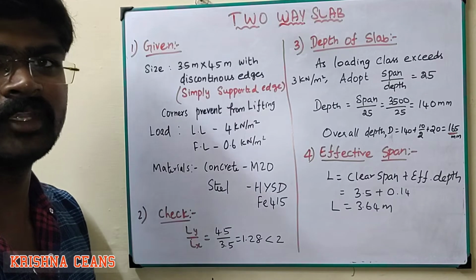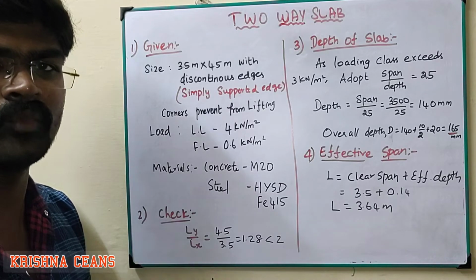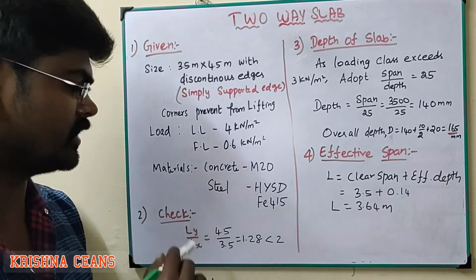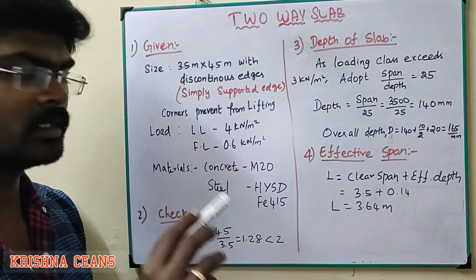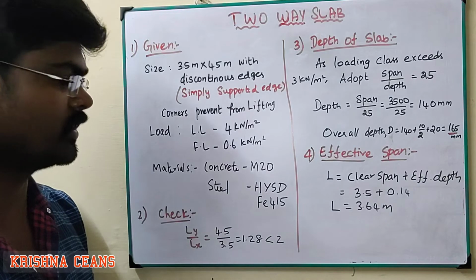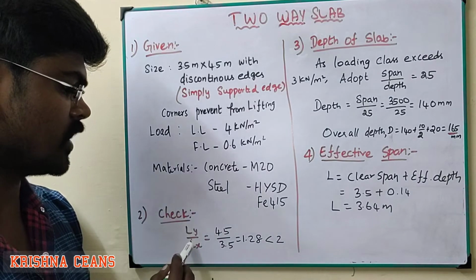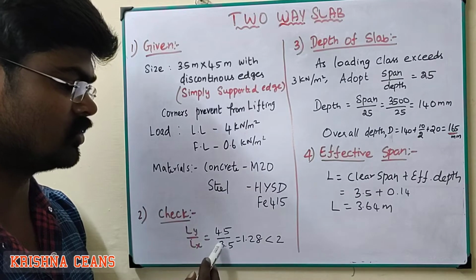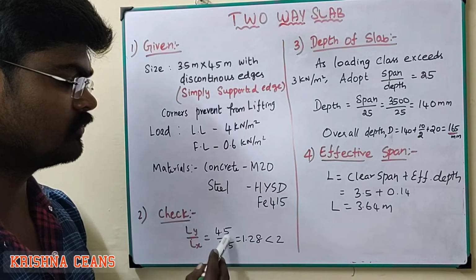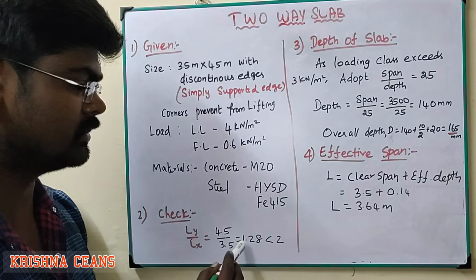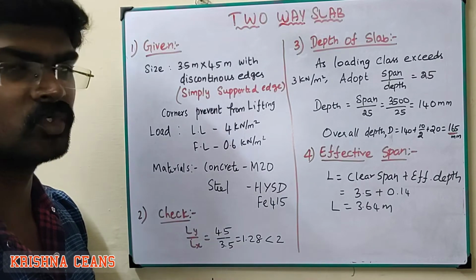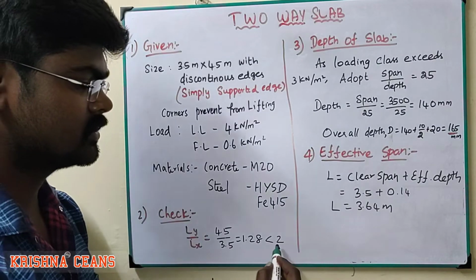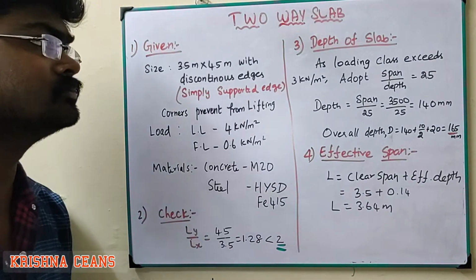First of all, we need to check whether it is a one-way slab or a two-way slab. For a two-way slab, Ly by Lx should be less than 2. Ly is equal to 4.5 meter, Lx is equal to 3.5 meter, so the ratio is 1.28, which is less than 2. So we can confirm that our given data is a two-way slab.